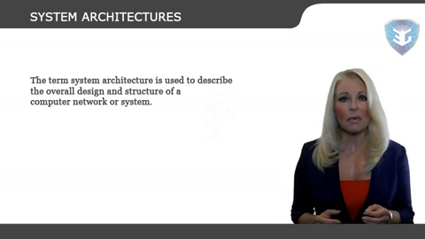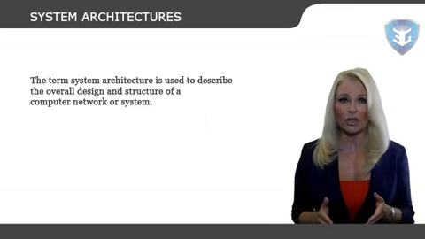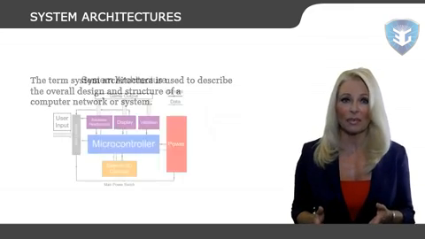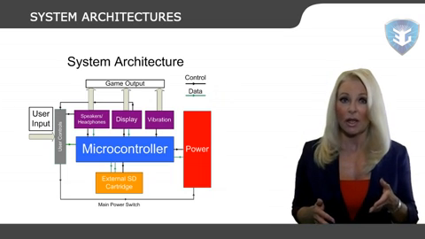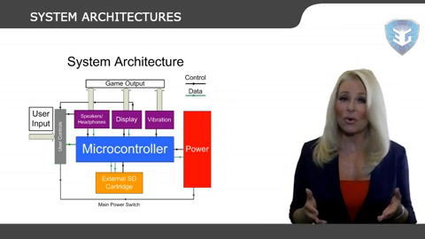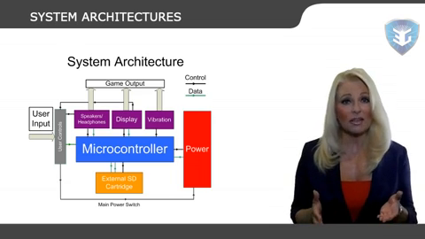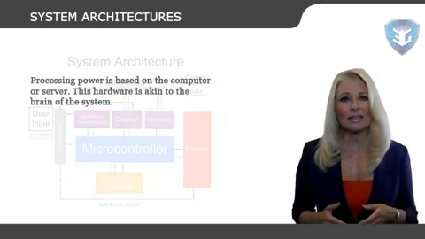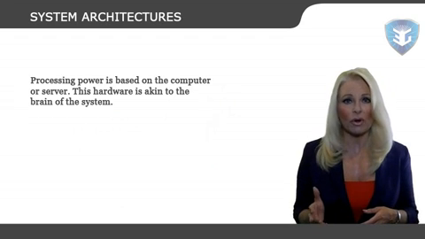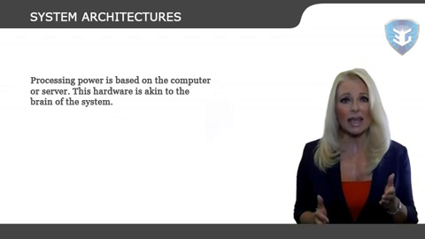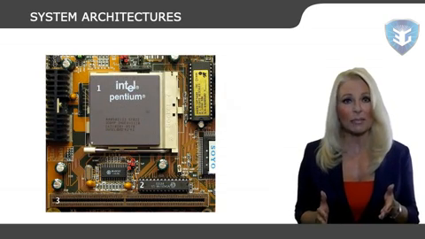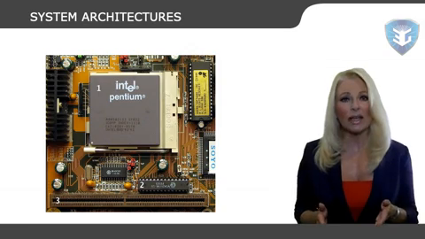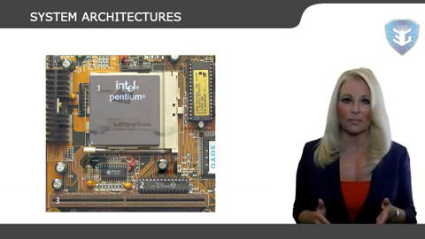The term system architecture is used to describe the overall design and structure of a computer network or system. There are some main components to any system architecture: processing power, storage, connectivity, and user experience. Processing power is based on the computer or server. This hardware is akin to the brain of the system. Storage space is based on the number and capacity of the hard drives and related devices built into the system.